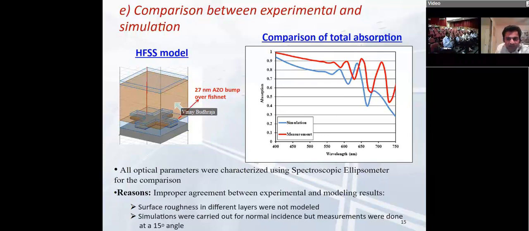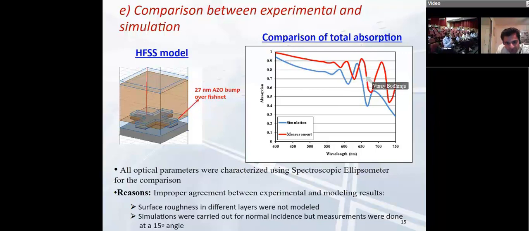So the figure on the left side shows the HFSS model. This figure tells that we consider the roughness due to the fishnet pattern, which was also considered in the modeling calculation, so that we can compare the simulation and measurement results. The simulation and measurement results were compared, and there is good agreement in some regions. At wavelengths around 681 nanometers, from about 650 to 700, we can see some difference in the peaks and at the values.